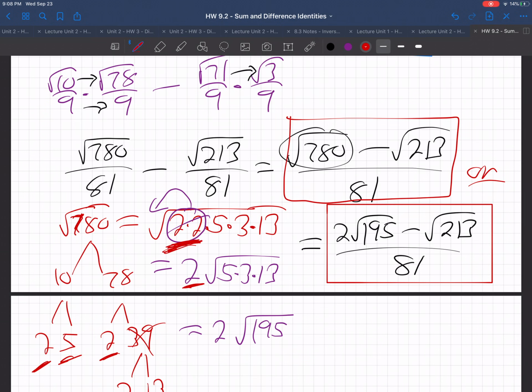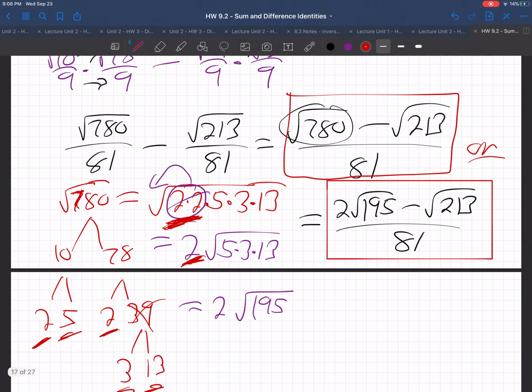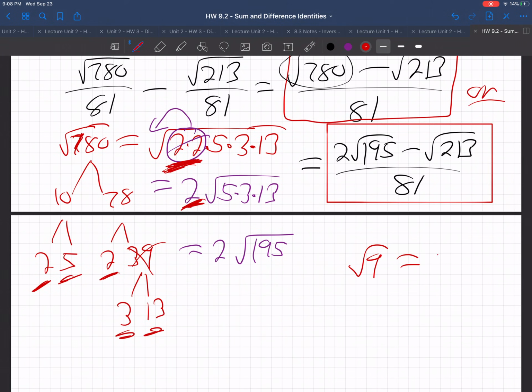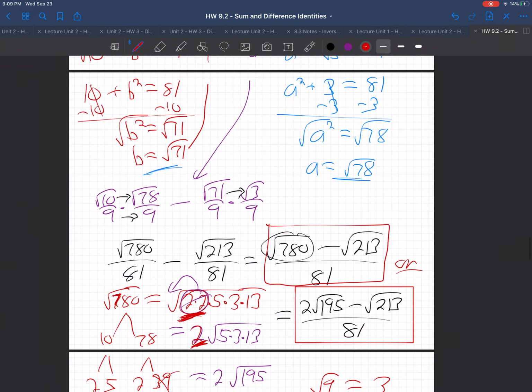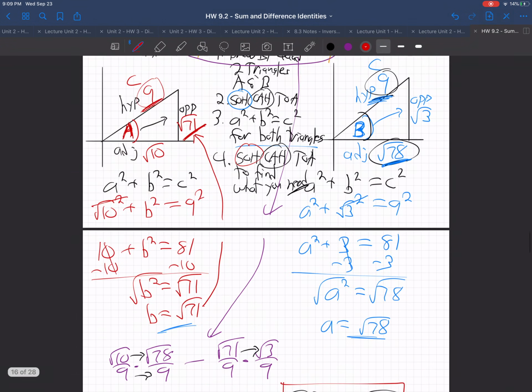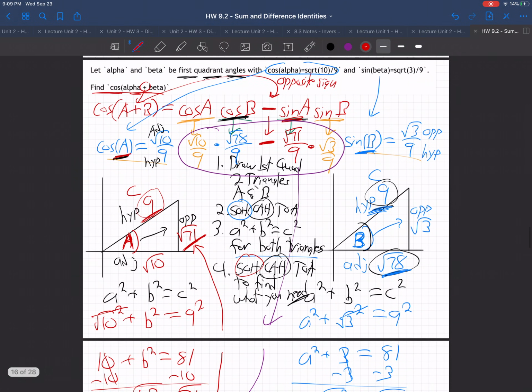I hope that's not surprising for you. 2 2's inside sends 1 2 outside. That's what roots always do, right? Like think about what's the square root of 9? It's 3. Why? What's in a 9? 2 3's, right? 2 3's in, 1 3 out. That's what square roots always do. 2 in, 1 out. So 2 2's in, 1 2 out. That's what roots always do. So anyway, long story short, that was a long problem. There it is. There is the exact answer for cosine of a.